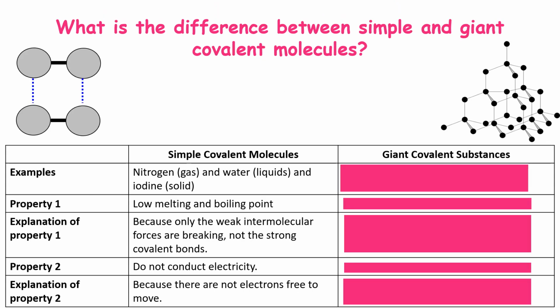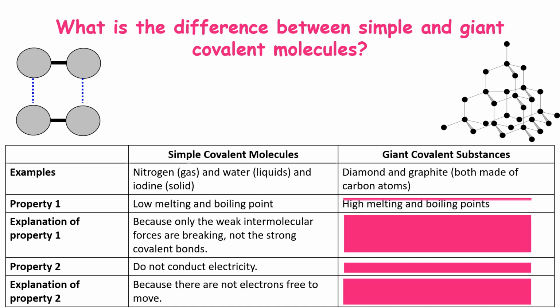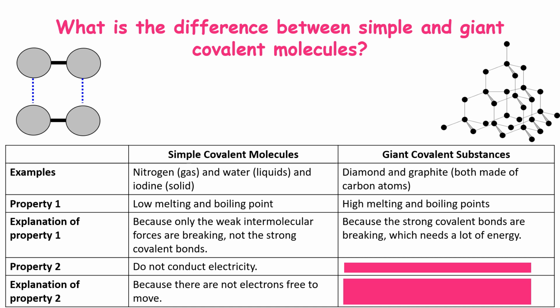Simple versus giant covalent. So we're looking at covalent now. So our giant covalent, diamond, graphite, silicon dioxide is another one, but they all pretty much follow the same thing. Giant has a high melting and boiling point. Okay, it's very hard to melt diamond and graphite. You need a lot of energy. The reason for that is strong covalent bonds.